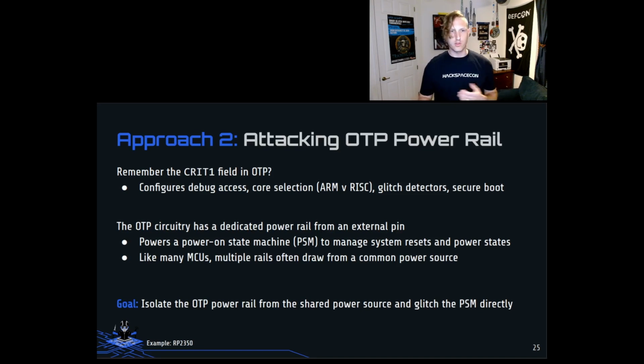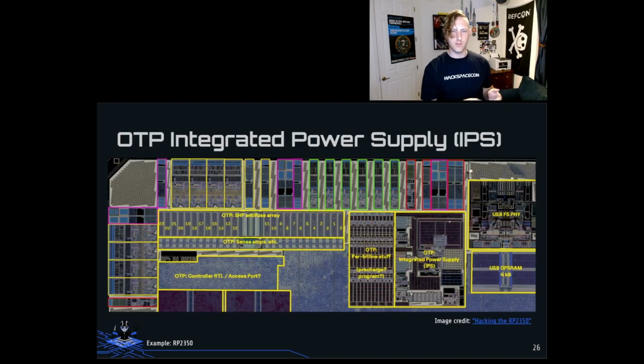Like many microcontrollers, there are several different power rails, but a lot of times they will draw from a common power source on the board. So you only have one battery or one input power source that's shared across different rails. Our goal is to isolate the OTP power rail from the shared power source and use that as a dedicated attack to try to glitch the power-on state machine. And this is going to make a lot more sense with some pictures.